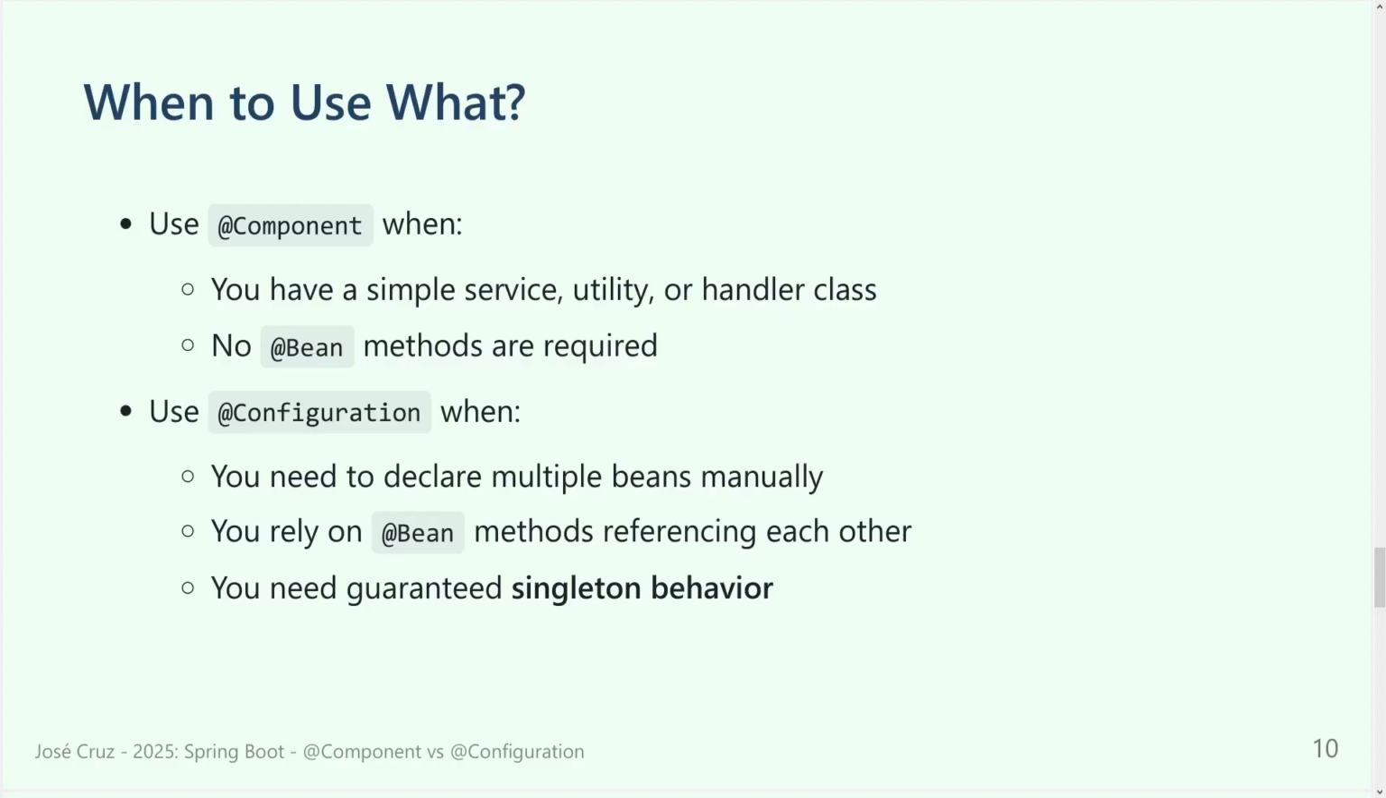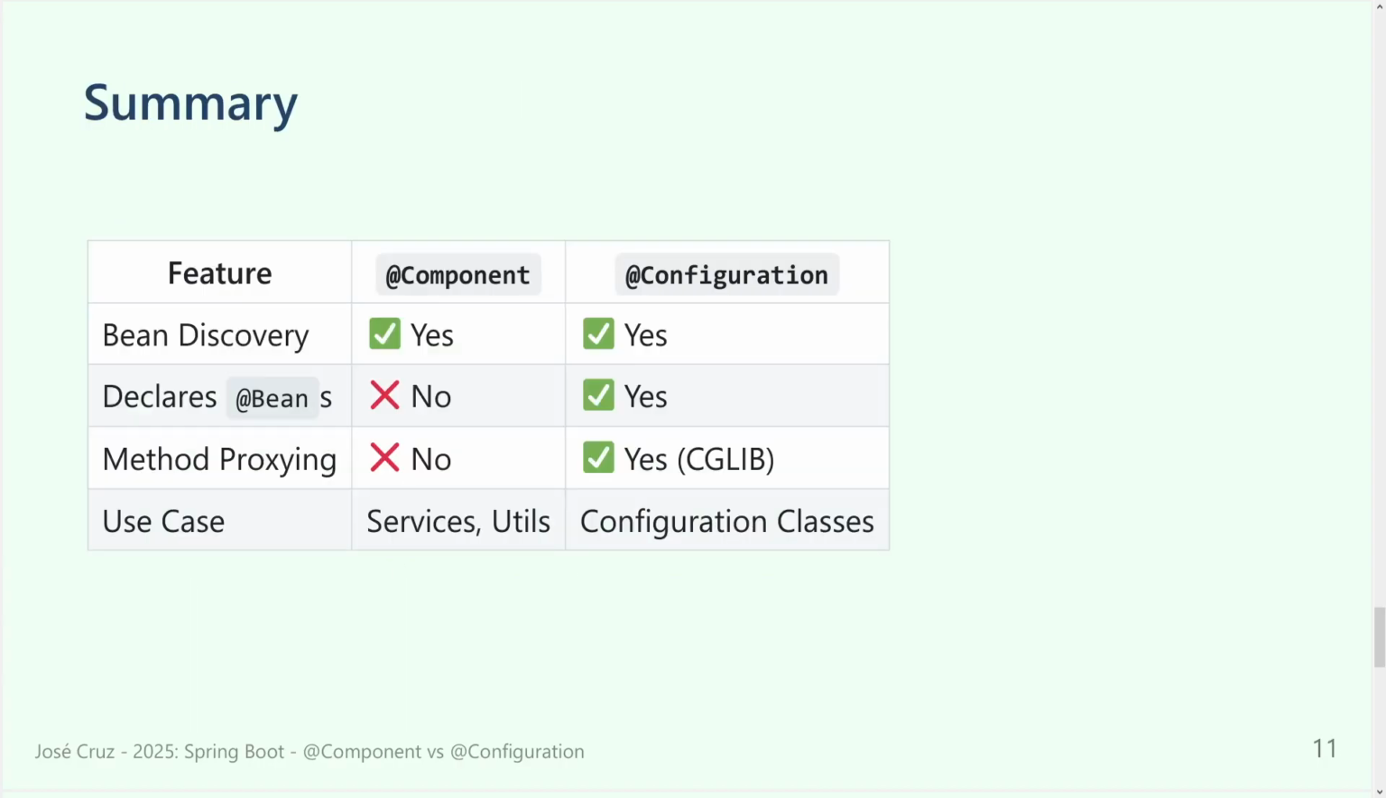So at the end of the day, there is also dependency injection when we are using this annotation. Okay, you need to guarantee singleton behavior. So the configuration guarantees this. Okay, summary. Feature bean discovery: component yes, configuration yes. It's not the bean that is discovered, it's the configuration. And after Spring Boot discovers the configuration, it will look for beans.